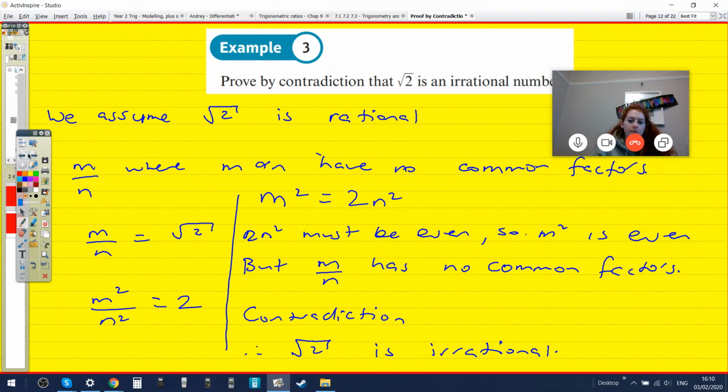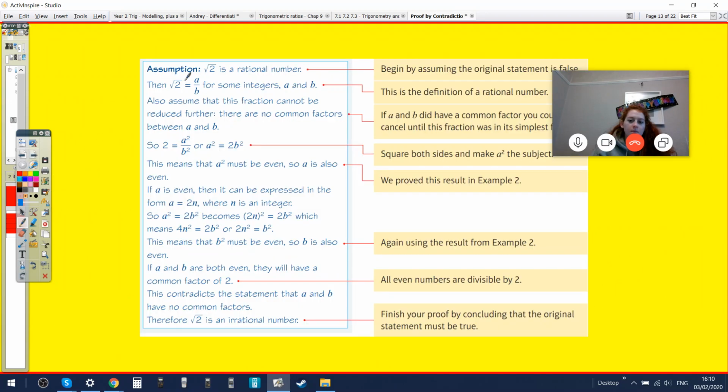Okay. So, let me just make sure. So that was it, yeah. So a squared must be even, so a is also even. If a is even, then it can be expressed in the form a equals 2n. Yeah, hang on. This means that b squared must be even. Let me just see. Which means 4n squared.